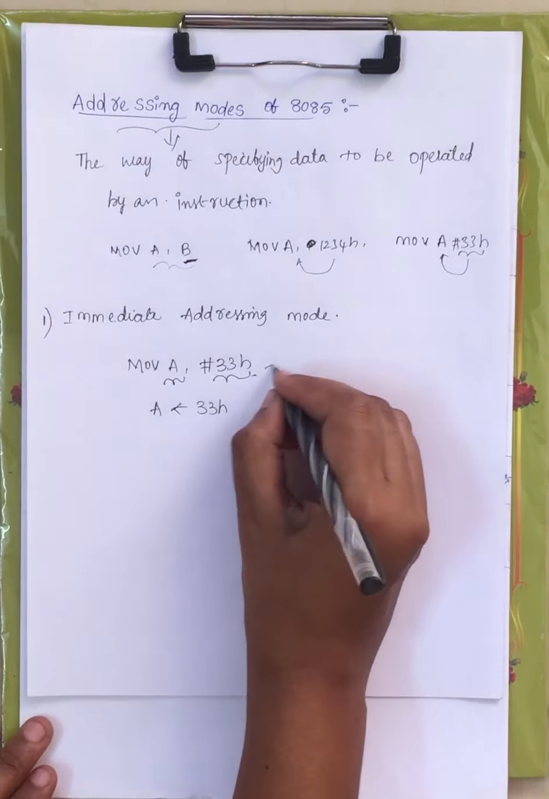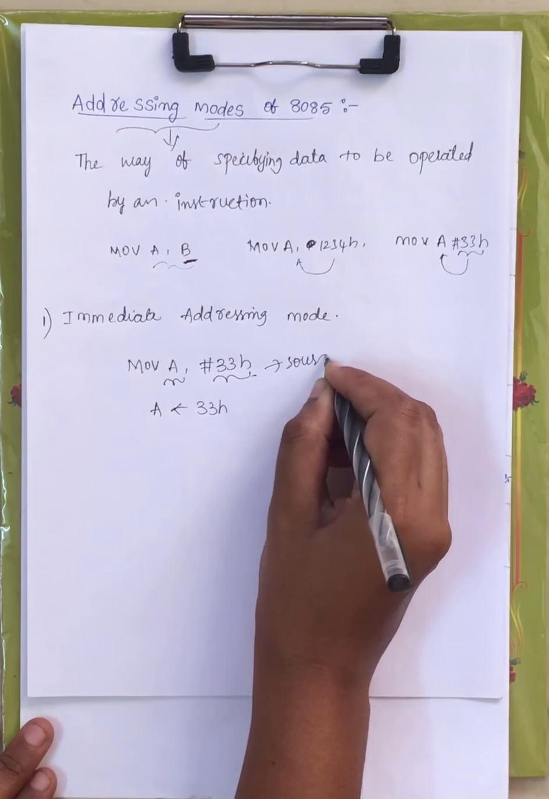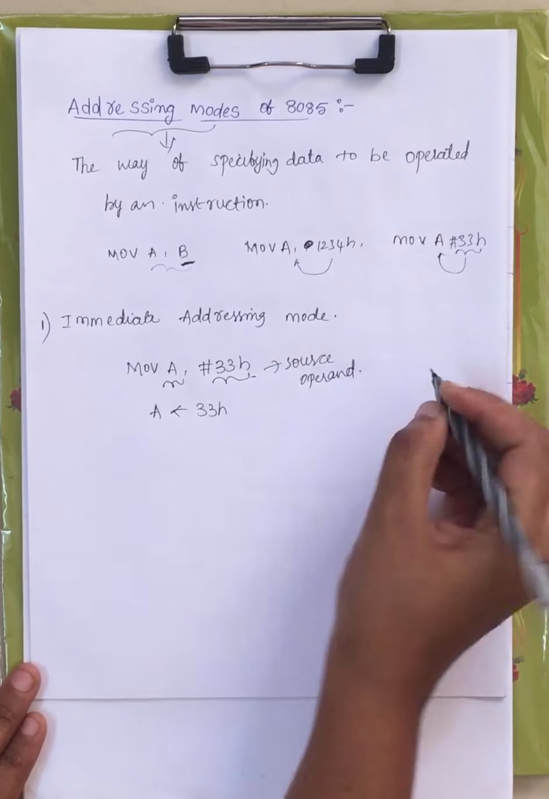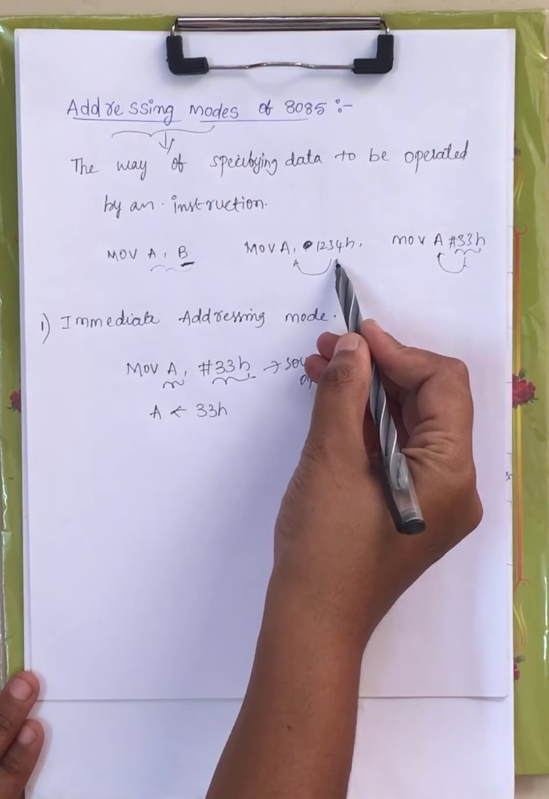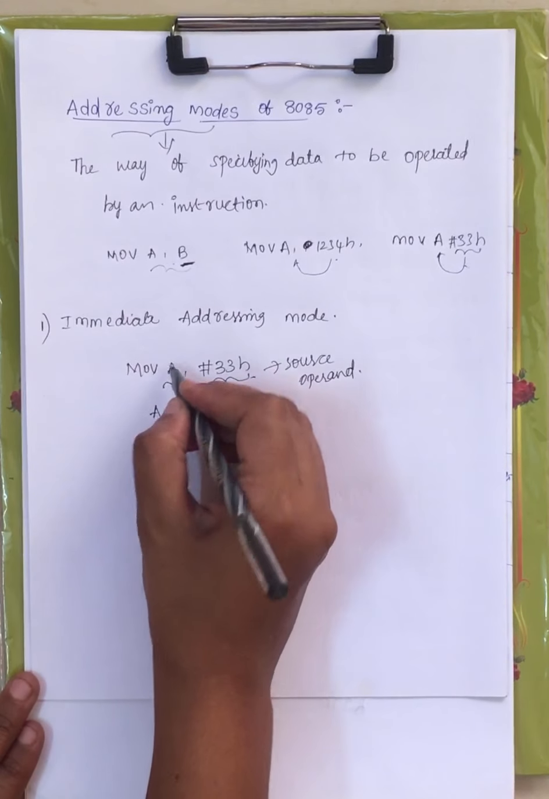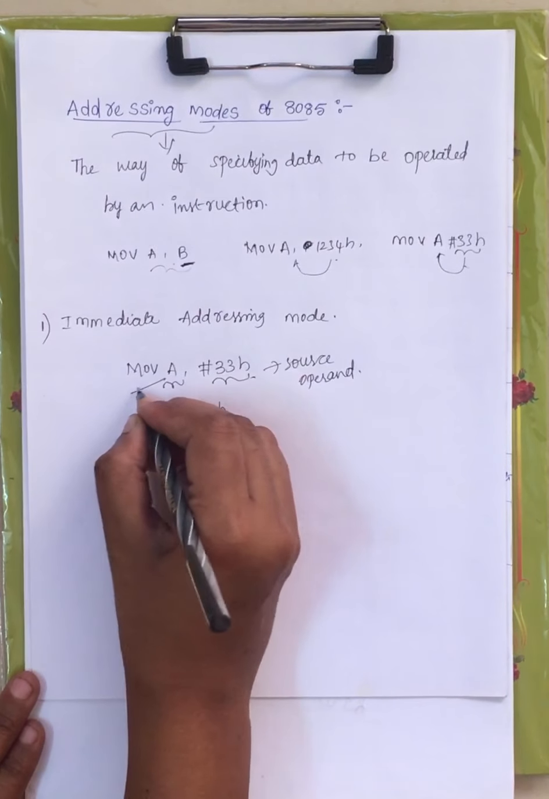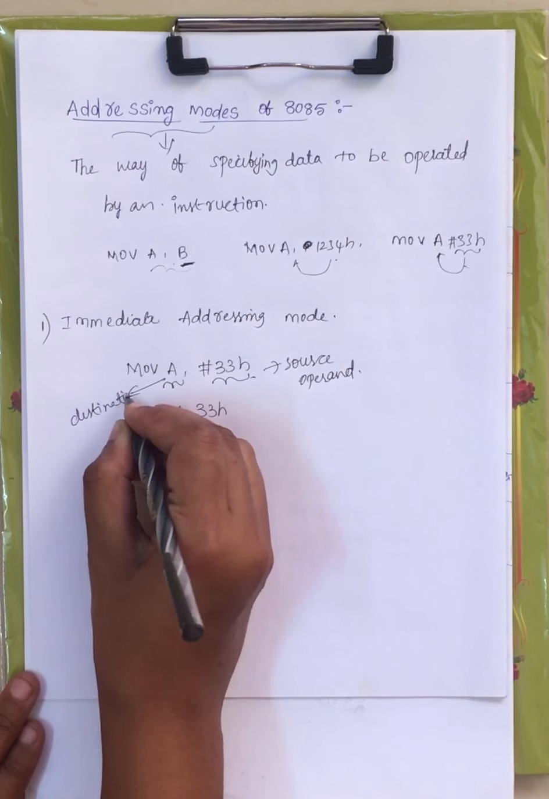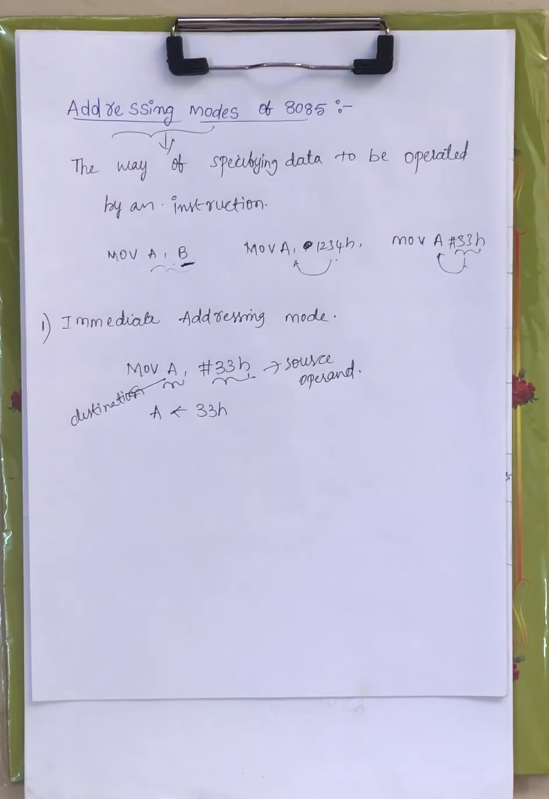Here this is your source operand. That source operand may be immediate data, or it may be a memory location, or it may be a register, right? Now this is the source operand, and this A is the destination operand. You are moving data, either immediate data, or data of a memory location, or data from a particular register.